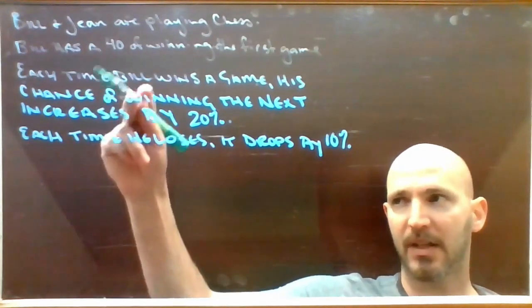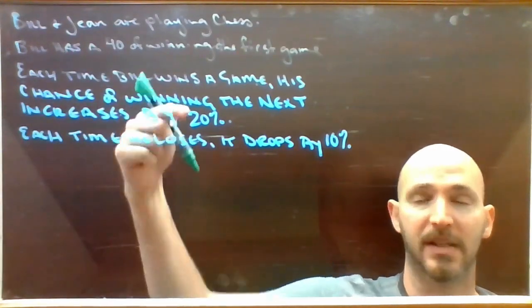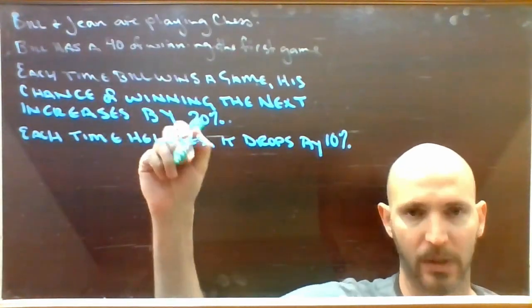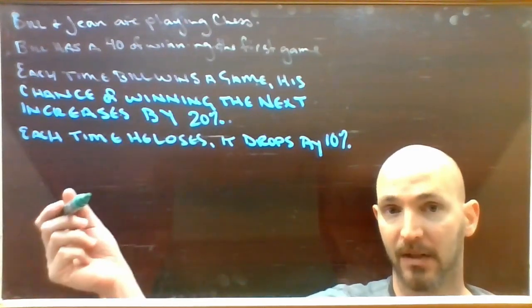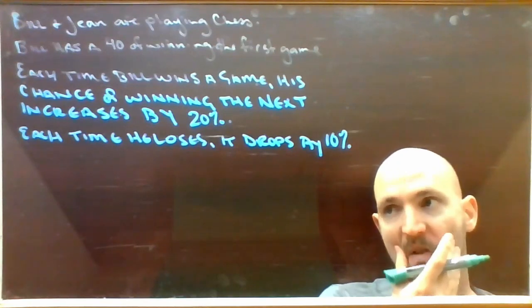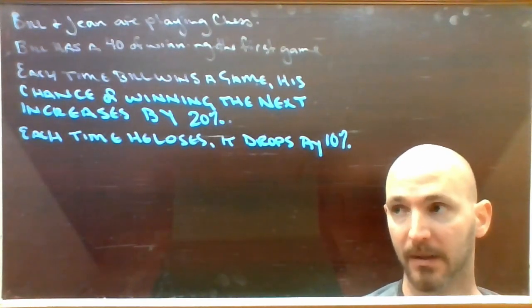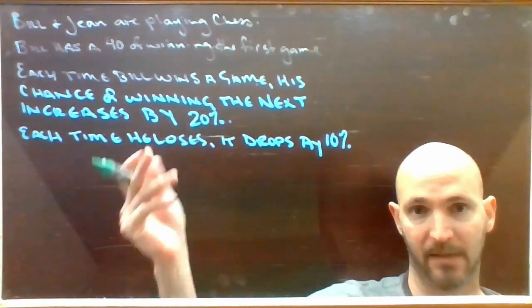So in this particular example, if Bill wins a game, his chance of winning the next one increases by 20%. So if it was 40 the first one, it'll be 60 on the next one. But each time he loses, it drops by 10. So we're going to go through this and see the probability of Bill winning the tournament based on this information.